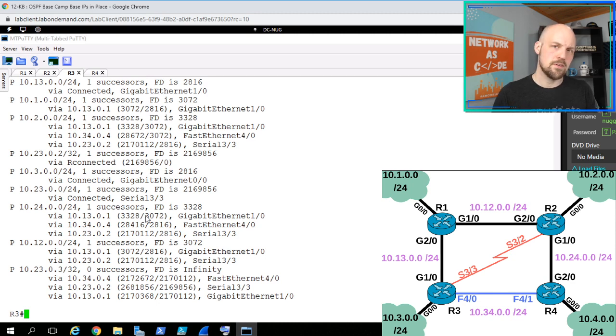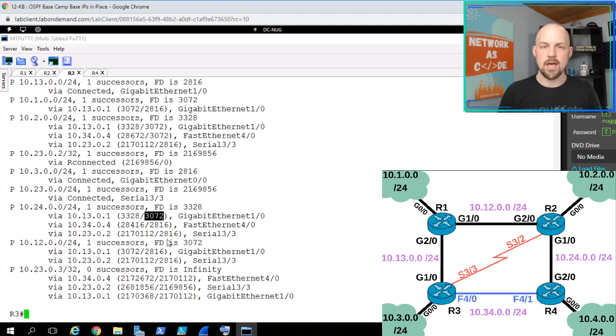Well, that's where the feasible distance comes into play. The feasible distance is me saying, okay, I've got 3,072 is what router 1 is telling me. But my best path to router 1 is somewhere in the vicinity of 256 or so. Okay, so I can get to router 1 in 256. Router 1 can get there in 3,072. So if I'm 5 miles away from router 1 and router 1 is 10 miles away, how far away am I?